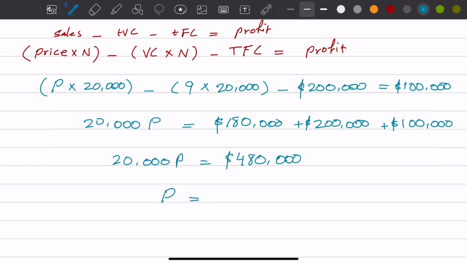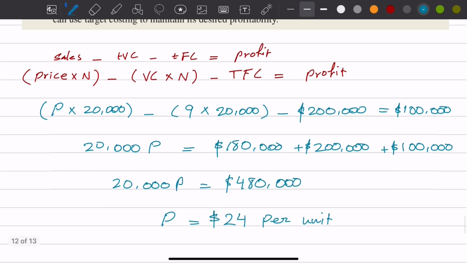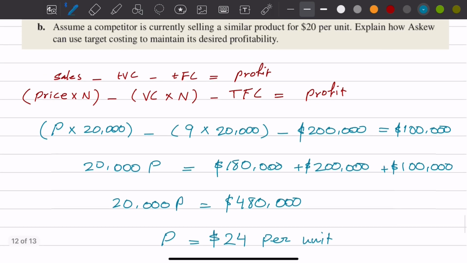So P should equal 480,000 divided by 20,000. And that's going to be $24 per unit. So the price that the company should set for the product is $24 per unit. And that's the answer to part A.